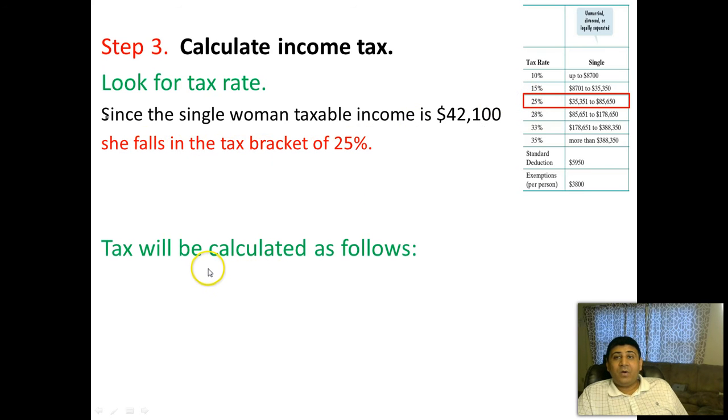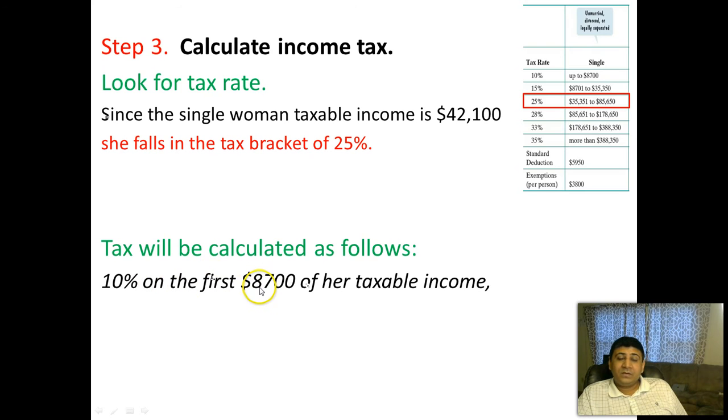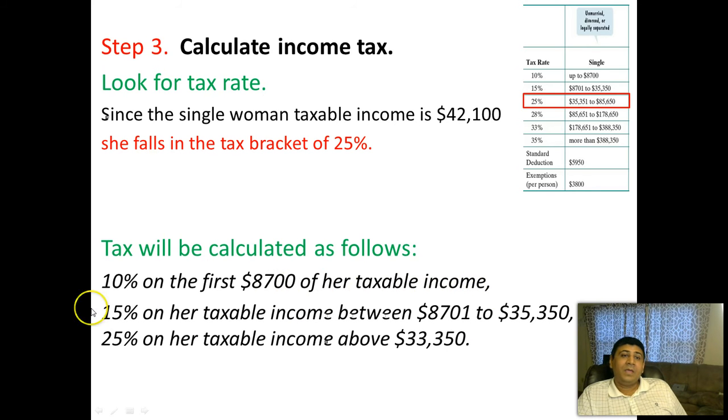And now her tax will be calculated as follows. 10% she will pay on her first $8,700 of her taxable income. And then 15% between 8,701 and $35,350, and then 25% on anything above 35,350.